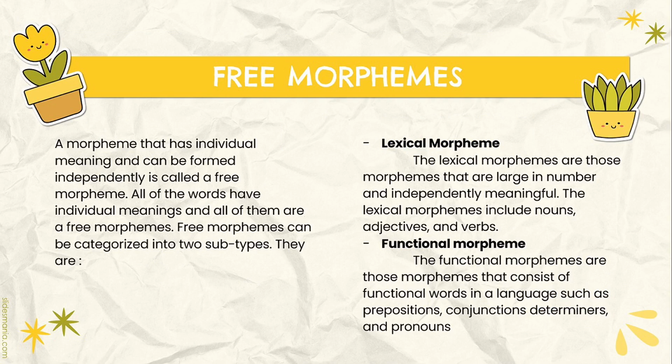Free morphemes. A morpheme that has individual meaning and can be formed independently is called a free morpheme. Free morphemes can be categorized into two subtypes. First, lexical morphemes. The lexical morphemes are those morphemes that are large in number and independently meaningful. They include nouns, adjectives, and verbs. And the second is functional morphemes. The functional morphemes consist of functional words in a language such as prepositions, conjunctions, determiners, and pronouns.